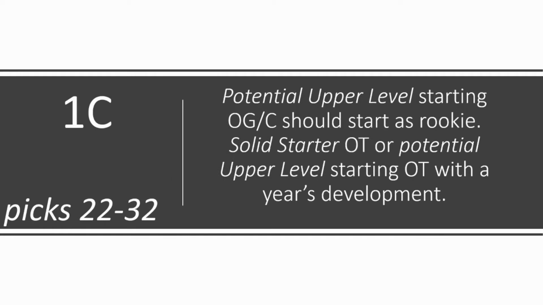Okay, now we're at the bottom of the first round. 1C, picks 22 to 32. The grade you'd put on this guy, he's a potential upper-level starting guard or center. So not immediately, and not a Pro Bowler, but an upper-level starting guard or center. Or he's a solid starting offensive tackle, or in a year from now, a potential upper-level starting offensive tackle with years of development.